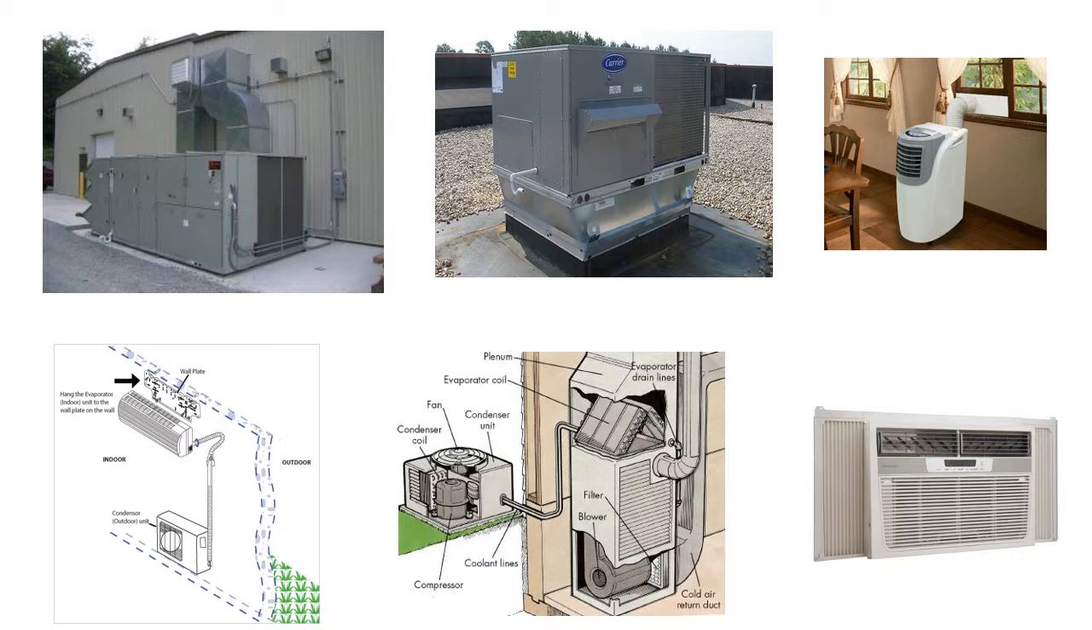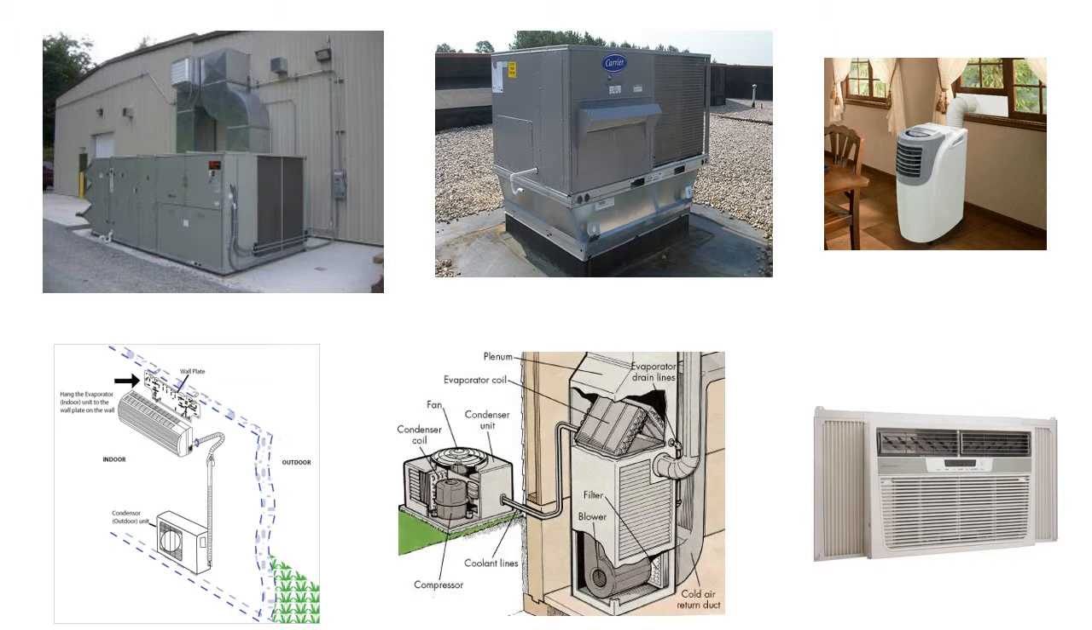Split systems do not require ductwork. The bottom center picture is of a central AC system. The condensing unit is placed outside and the evaporator coil is placed inside the ductwork of a furnace. It uses the furnace's indoor blower to distribute the air through the ductwork.